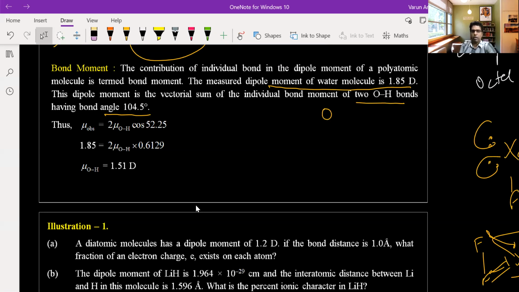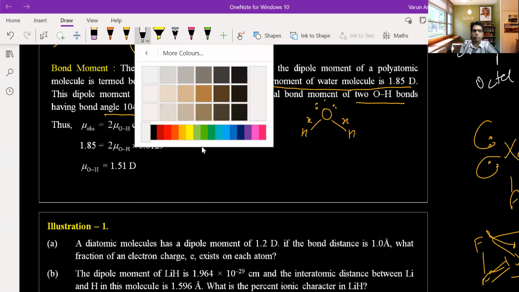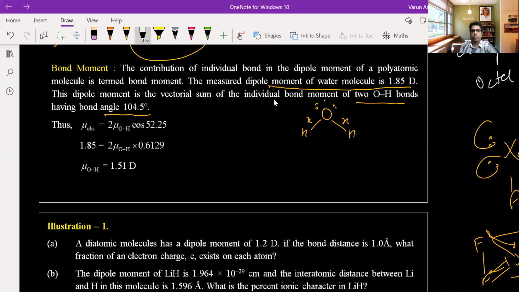So in the water molecule, there are two OH bonds. Both will have the same dipole moment. Let the dipole moment be x. So you have to find out x.